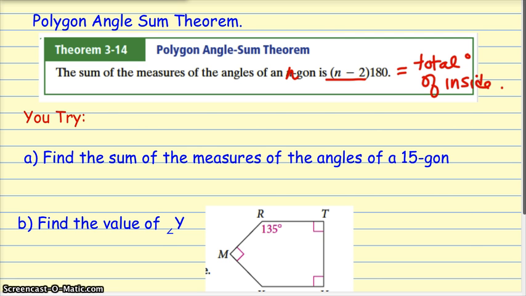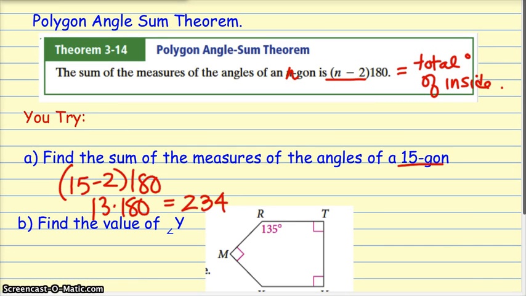So you try. It says find the sum of the measures of the angles of a 15-gon. Well, a 15-gon has 15 sides. 15 minus 2 times 180 gives me 13 times 180. If we were to draw a closed-sided figure with 15 sides and draw all of those diagonals, it would have 13 triangles. So 13 times 180 ends up being 2,340 degrees.